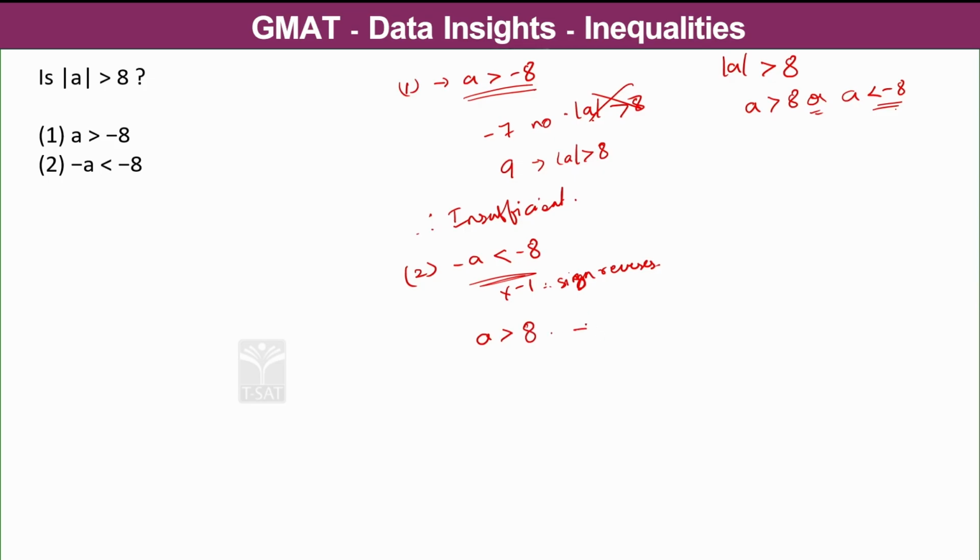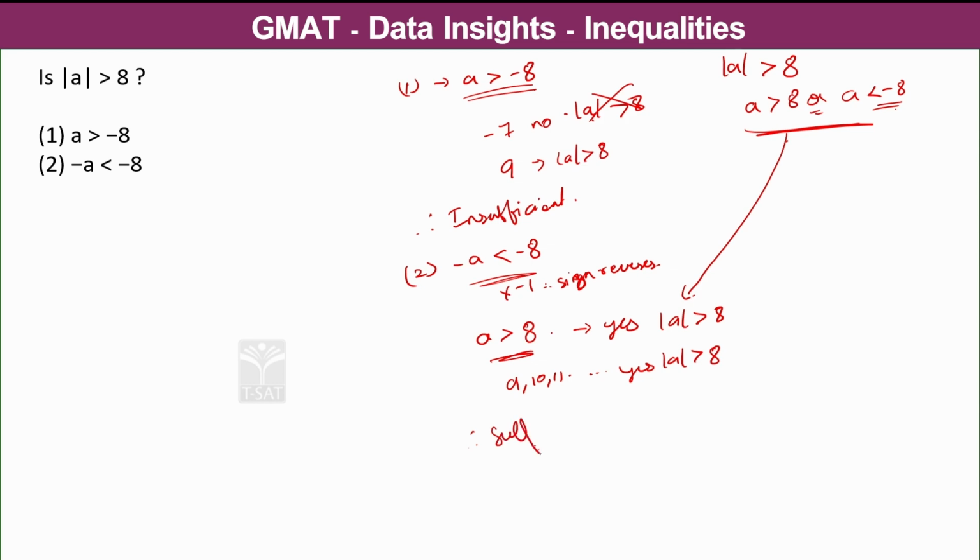So, here you can say that yes, mod of A is greater than 8, because from here you can see that A is greater than 8 for any number. Take 9, 10, 11, any number, always yes, mod of A will be greater than 8. Therefore, this is sufficient to answer the question. Thus, statement 2 alone is sufficient to answer the question, but statement 1 alone is not sufficient, which comes out as answer option B. Let us move to the next question now.